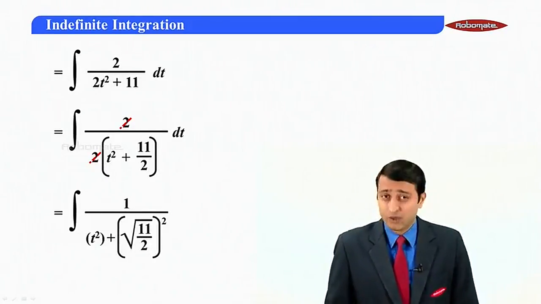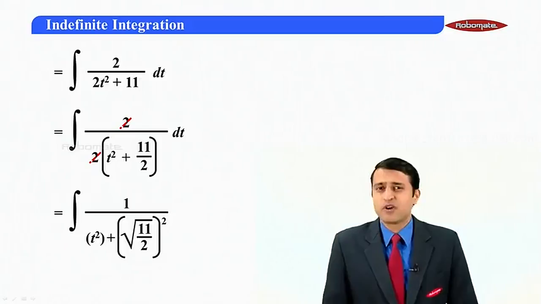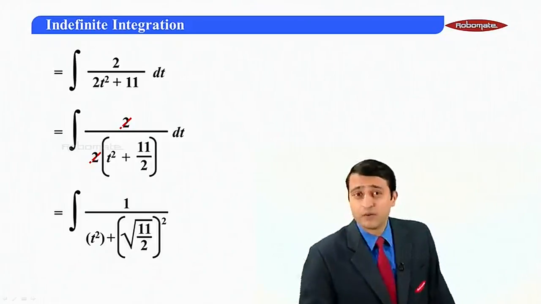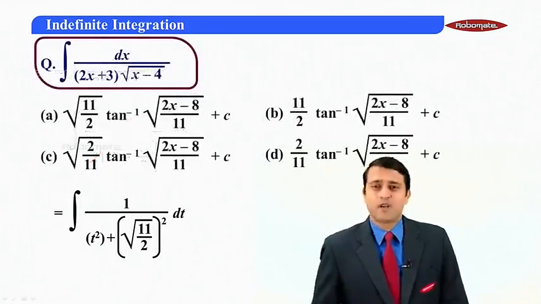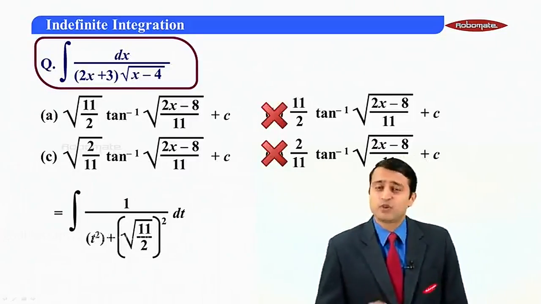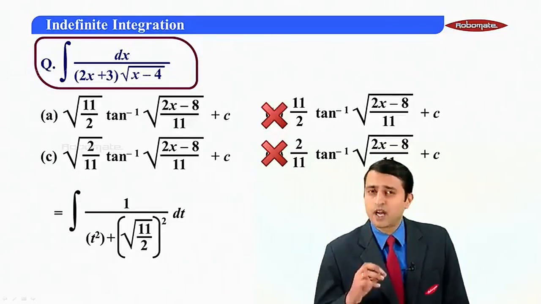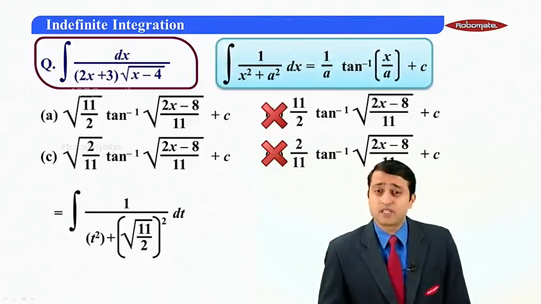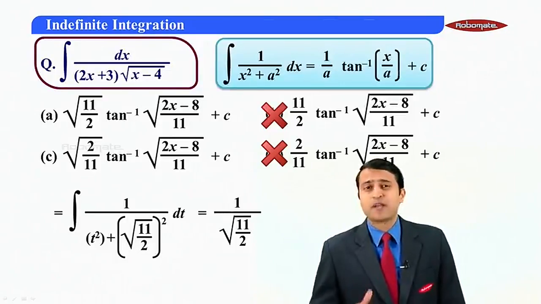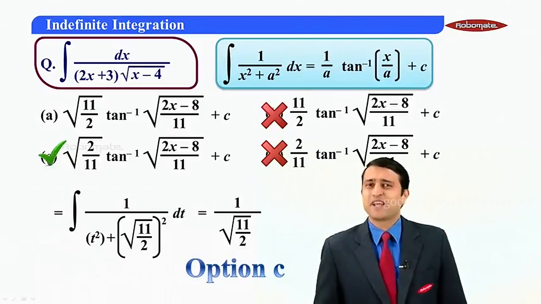Is that okay? Now this is very much of the form 1 upon x square plus a square. My dear students, I already told you in the earlier modules, whenever it is plus in the denominator, the answer will be in terms of tan inverse. So let us see that formula: 1 upon x square plus a square, the formula is 1 upon a tan inverse of x by a. Since root of 11 by 2 is my a, I am very clear that options B and D are not the answers. 1 upon a means 1 upon root of 11 by 2, which means 2 by root 11, and 2 by root 11 is present only in option C. So option C is my correct answer.